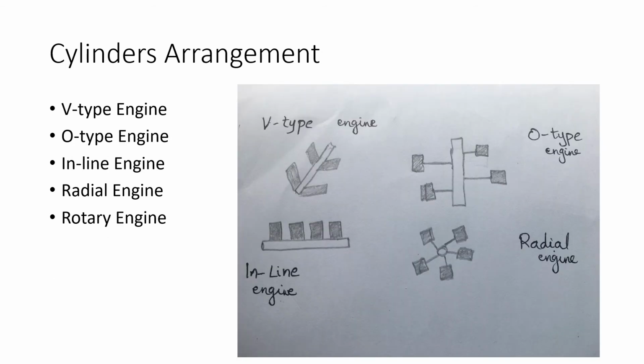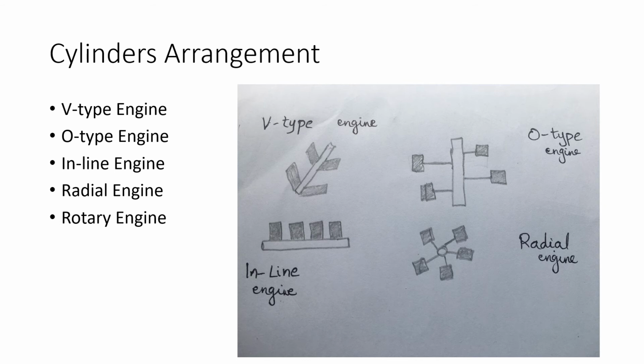Now, in our next slide, I will talk about the cylinder arrangements. Now, there are different types of cylinder arrangements, which give rise to different types of engines. In the diagram, I have shown number 1, the V-type engine. In this type of engine, the pistons are arranged in a V shape opposite to each other, and hence it's called a V-type engine. In O-type engines, pistons are arranged opposite to each other horizontally. They are opposite to each other.